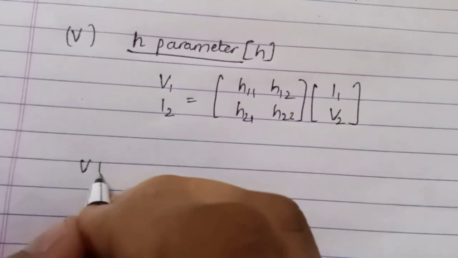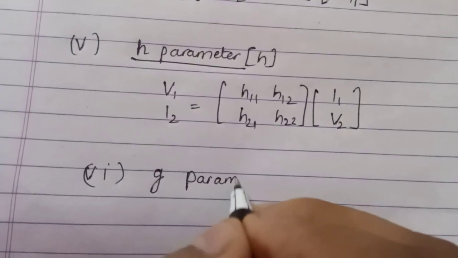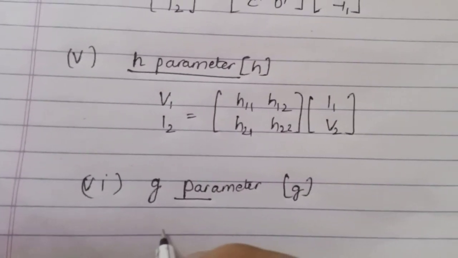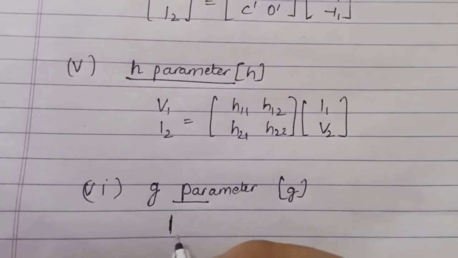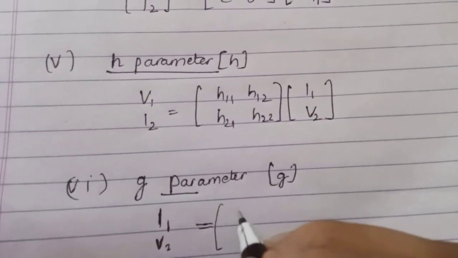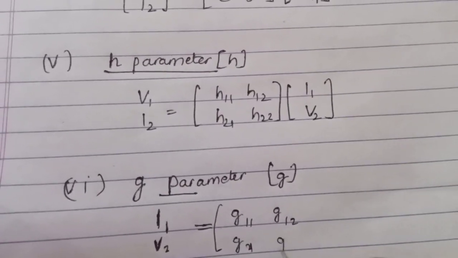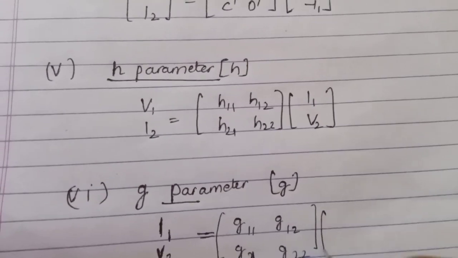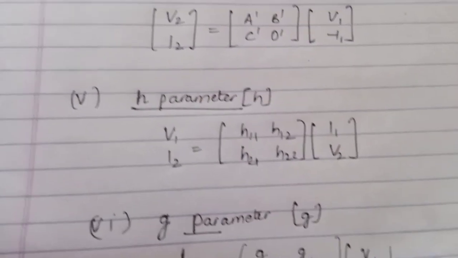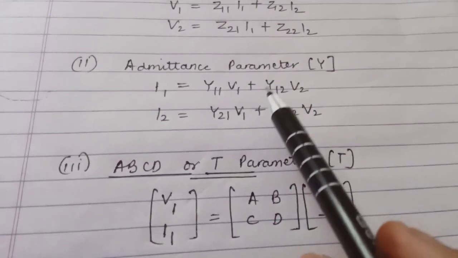Now the last one will be sixth one, that is the reciprocal of this, and it will be G parameter. So it will be denoted like this and it will be I1 V2 is equal to G11 G12 G21 G22 and it will be V1 I2.